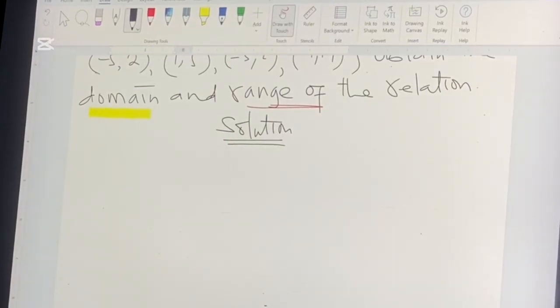Before we solve this question here, let's know what the domain of a relation is, and again, let's know what the range of a relation is. Let's take the mathematical definition of domain of a relation. Please write: the domain of a relation is the collection of all the first entries.